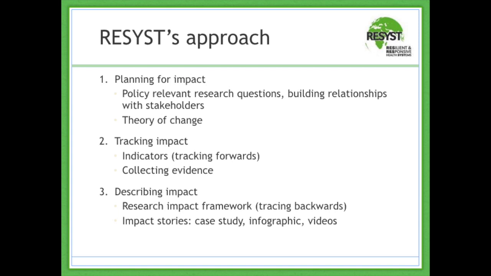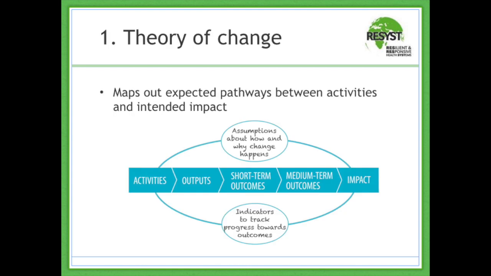Next in our approach is tracking the impact of RESYST outputs and activities. We use several indicators to monitor the reach and use of the research and collect evidence of this as it happens. And finally, we use a research impact framework to describe the impact of our work. This process mainly involves tracing backwards from identifying an impact and identifying what outputs and engagements have led to this impact. The research impact framework has been particularly useful in helping us to develop impact stories, which I will show at the end.